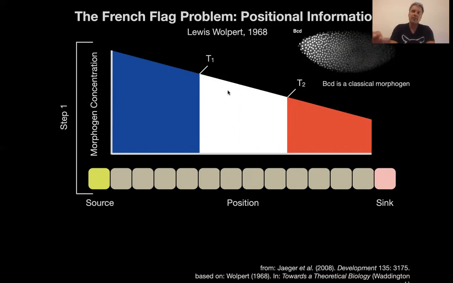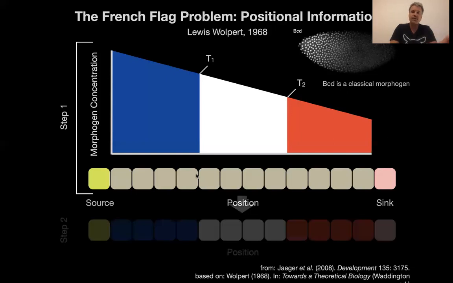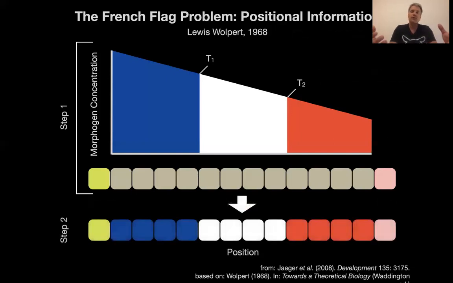So the second step in this model is that there are specific concentration thresholds in this morphogen that the cells can detect. They can read out how much concentration there is. And if they fall above or below these thresholds, they will switch into different differentiation programs. Remember, these are like computer programs in Wolpert's view, and switch on the blue pathway here, the white pathway in the middle, and the red pathway here. So they will end up differentiating in different ways and implementing this beautiful French flag pattern.